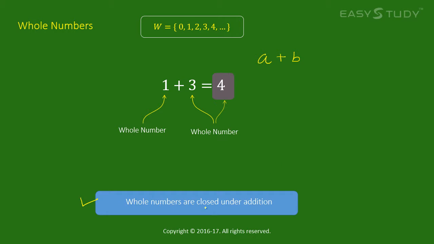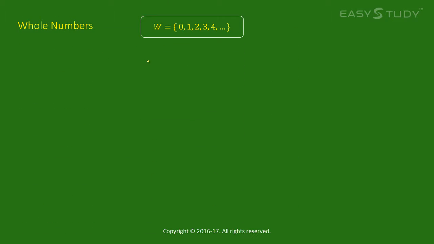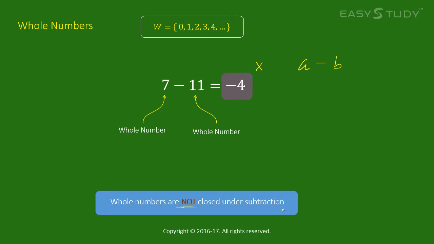Let's check whether whole numbers are closed under subtraction. Let's pick two whole numbers, 6 and 4, and do the subtraction. That is equal to 2, which is also a whole number. But how about if we pick different whole numbers, 7 and 11? 7 minus 11 is equal to minus 4. Here minus 4 is not a whole number. That means if a and b are whole numbers, a minus b may not always be a whole number. Hence, whole numbers are not closed under subtraction.